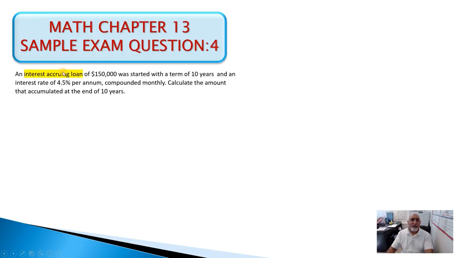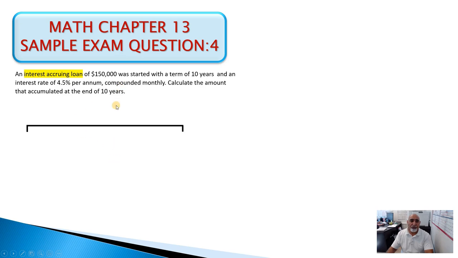Okay, interest accruing loan, very important. An interest accruing loan of 150 was started 10 years ago, with a term of 10 years. Interest rate of 4.5, compounded monthly. Calculate the amount. So remember, an interest accruing loan is where there are no payments of interest or principal paid in this time period. So PV is your 150.